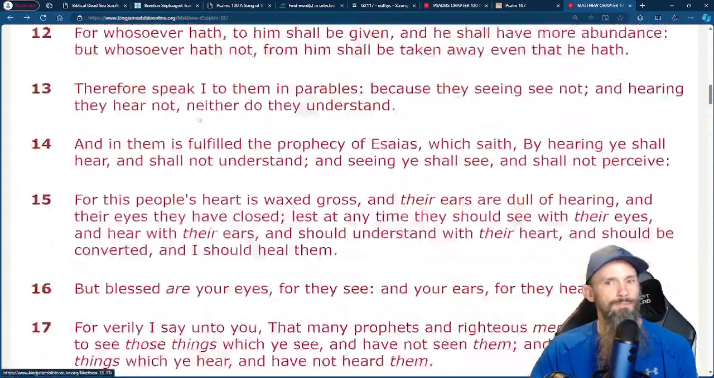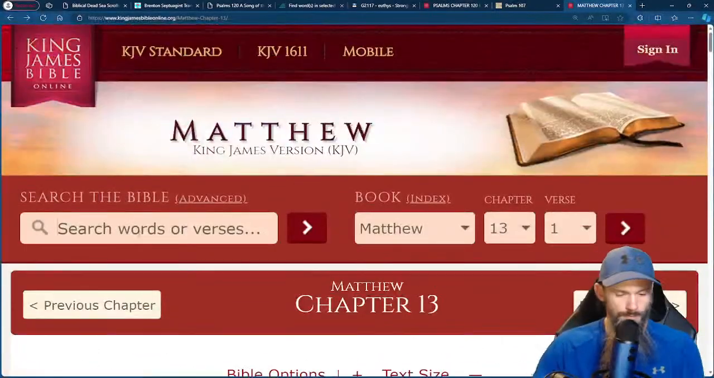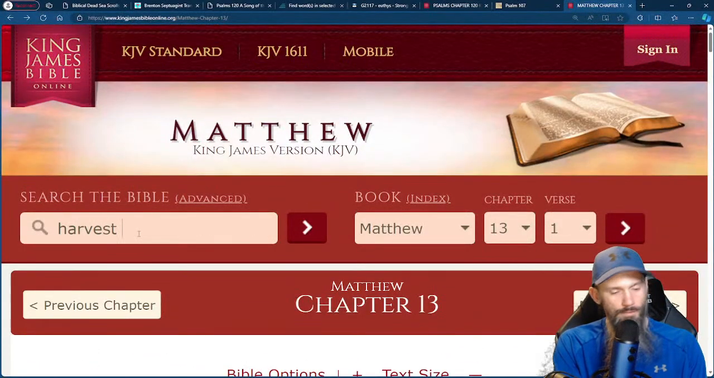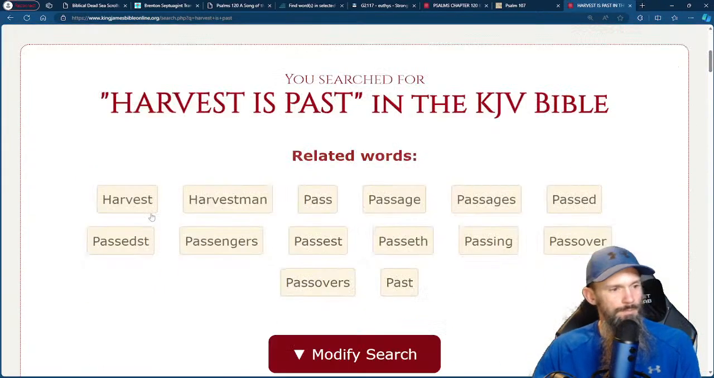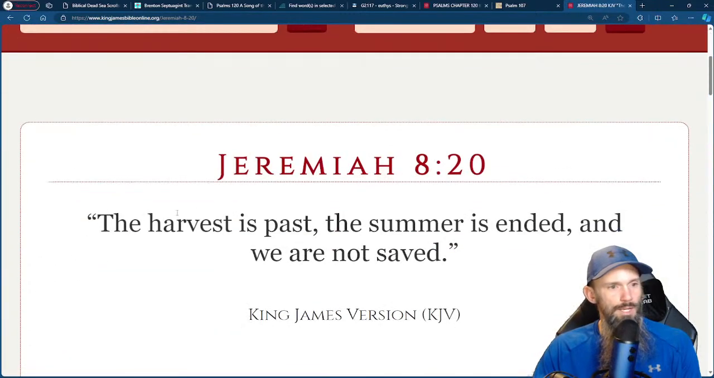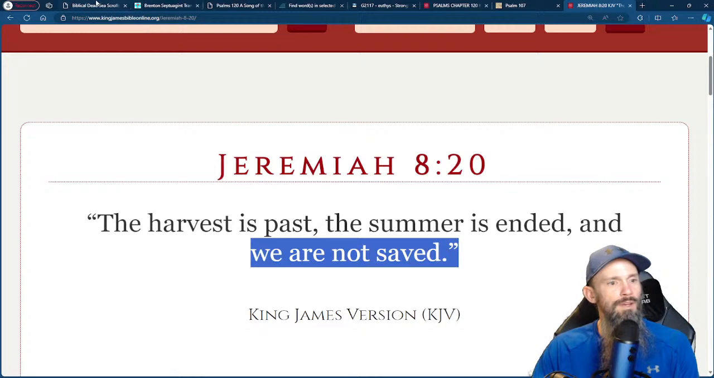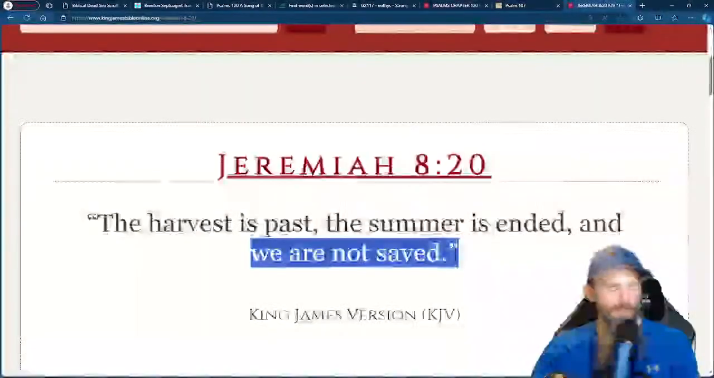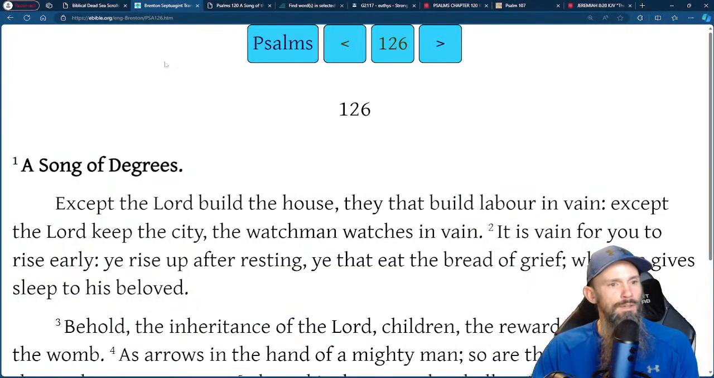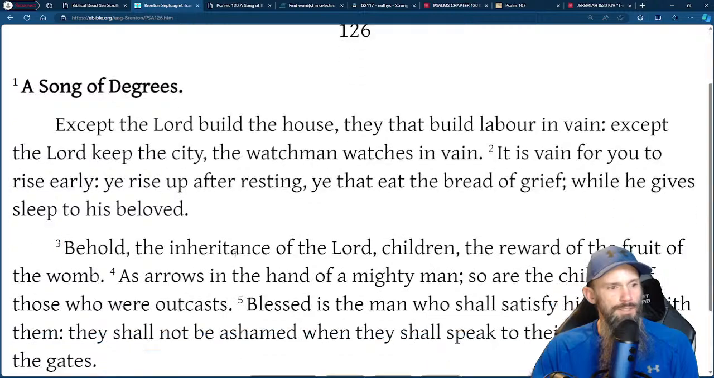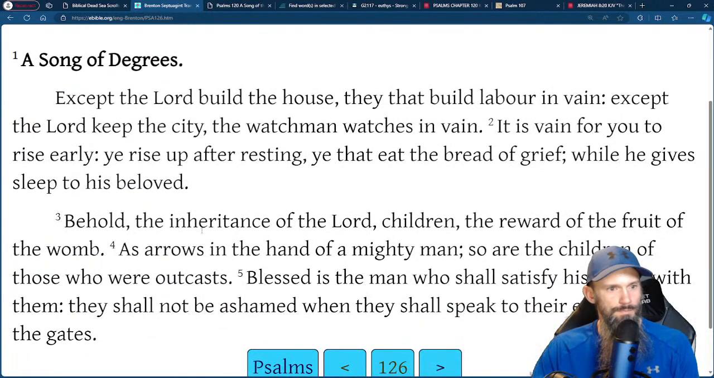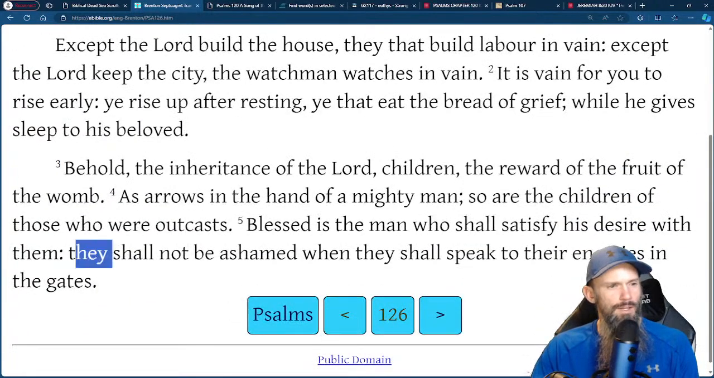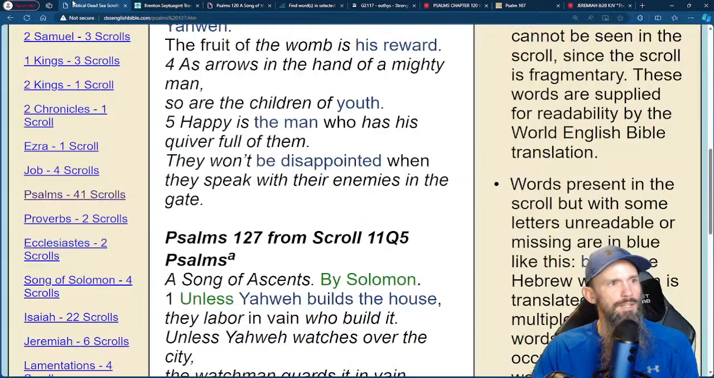Also, plenty other connected verses. Here's one. Jeremiah 8:20, the harvest is past, the summer is ended, and we are not saved. As far as I can tell, that's connected. So 126. To be ashamed when they speak with their enemies in the gates.